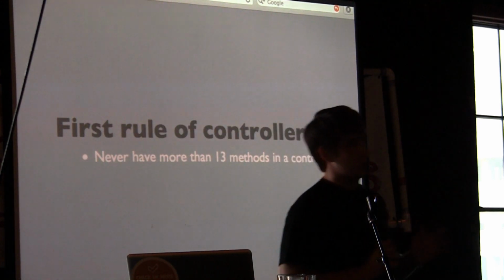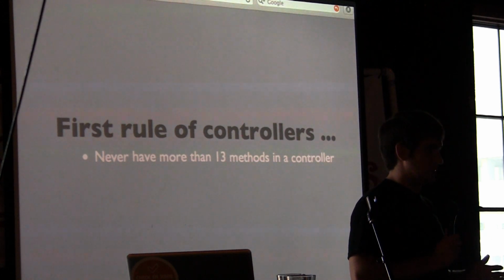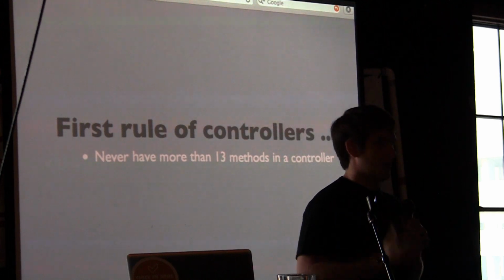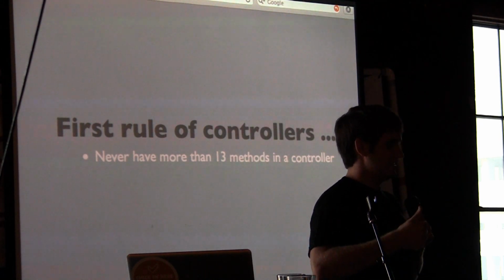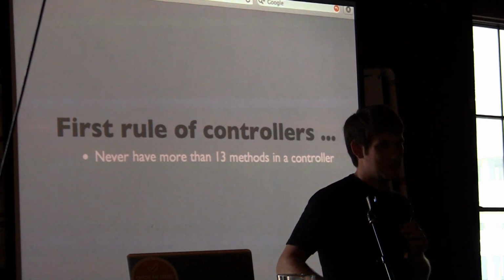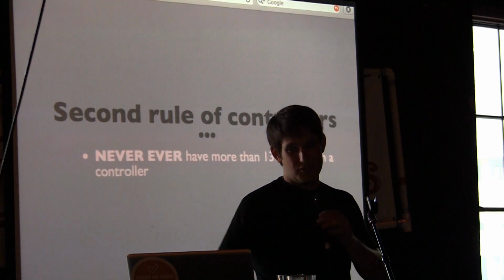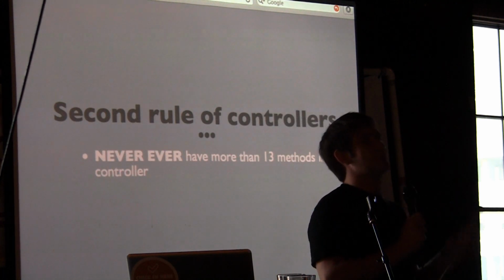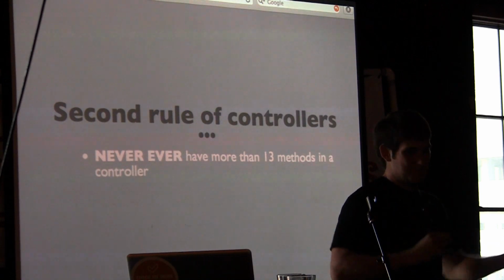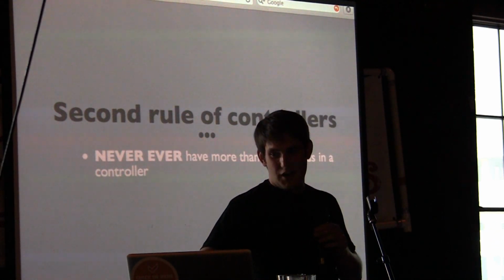So our first rule of controllers is that you never have more than 13 methods in a controller. Okay? Does everyone just kind of nod your head, pretend like yes? Are you going to go home and refactor everything? It's not going to have more than 13 methods in your controller? Okay, I see some nodding. All right, the second rule of controllers is never have more than 13 methods in your controller. Please, it makes things really difficult.